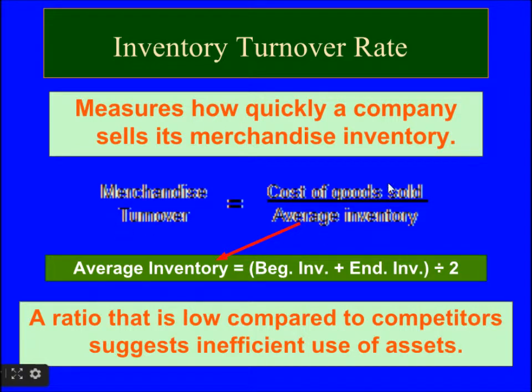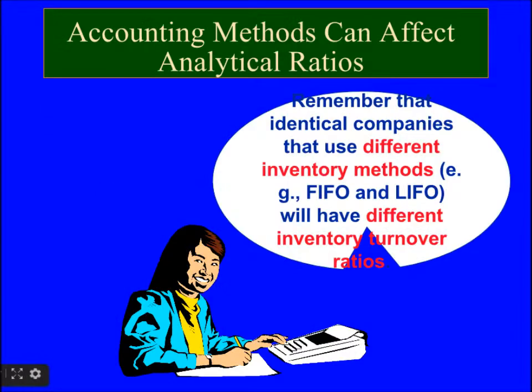This is the method to calculate the inventory turnover rate. Inventory turnover rate measures how quickly a company sells its merchandise inventory. So merchandise turnover is equal to cost of goods sold divided by average inventory. And average inventory is calculated as beginning inventory plus ending inventory, divided by 2. A ratio that is low compared to competitors suggests inefficient use of assets.